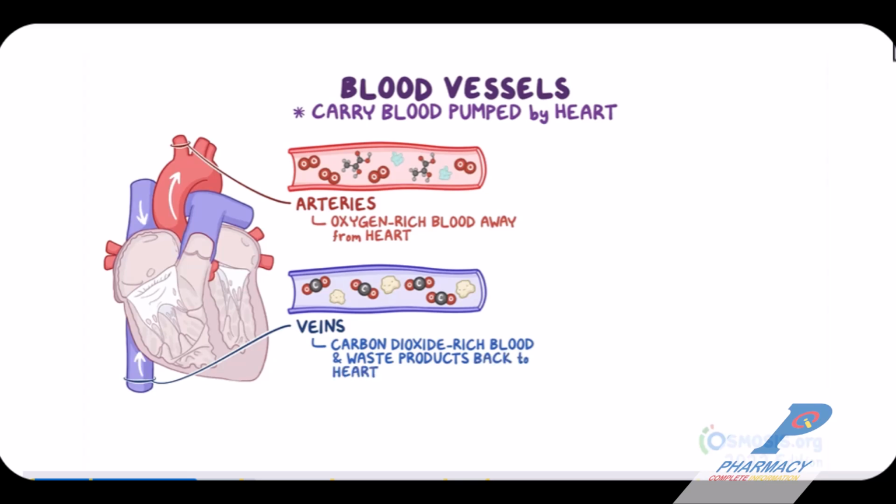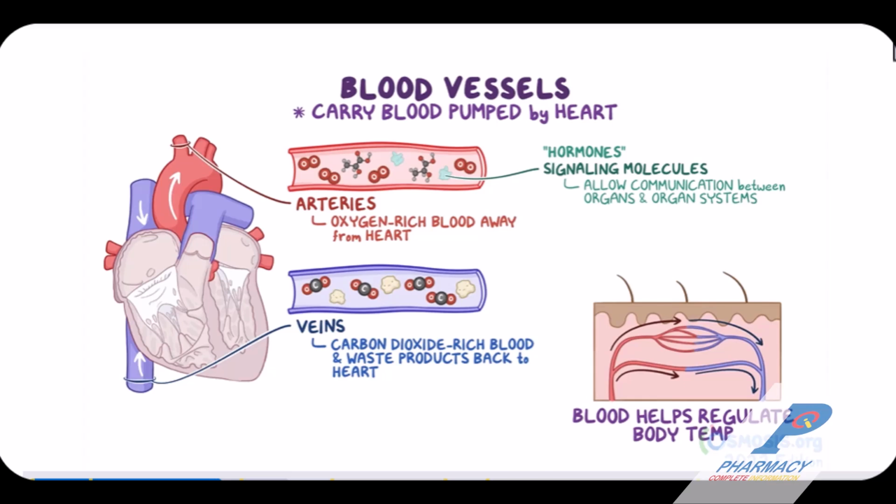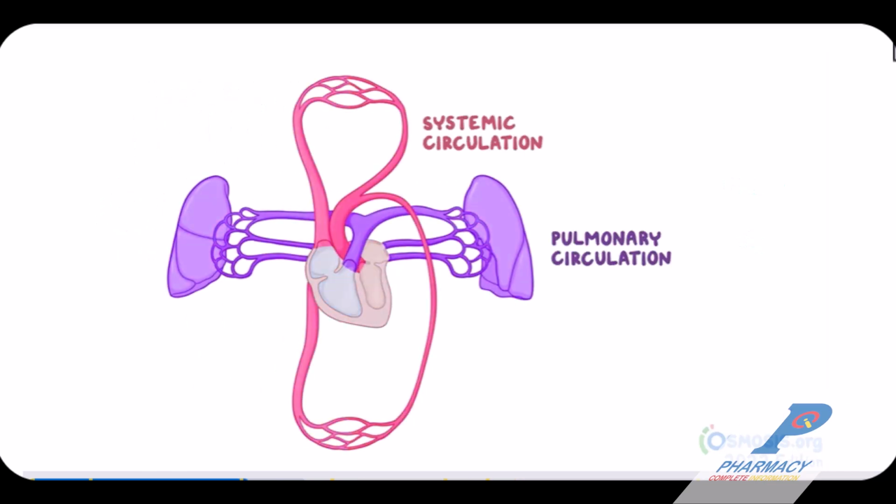The blood running through these blood vessels also carries signaling molecules, called hormones, which allow for communication between organs and organ systems. Lastly, blood helps regulate body temperature. For example, when it's really cold outside, the blood vessels lying close to the skin constrict to reduce blood flow, saving the heat within the body. Now, there are two main networks, called the pulmonary and systemic circulation, that allow for blood circulation between the heart and the tissues in our body.